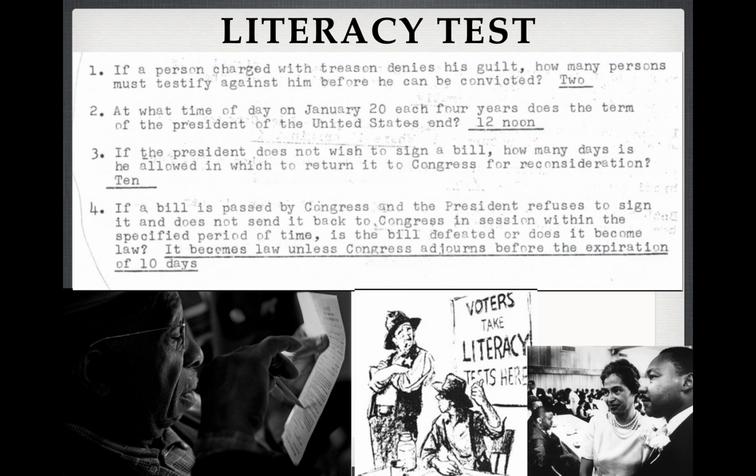If a president does not wish to sign a bill, how many days is he allowed Congress to reconsider? 10 days. He has 10 days or it dies in what's called a pocket veto. Now, that's interesting, but I don't know if that's necessary for you to know to actually vote for president or congressmen or women or your state representatives. And this is a really interesting one. If a bill is passed by Congress and the president refuses to sign it and does not send it back to Congress in a session within the specific period of time, is the bill defeated or does it become law? It becomes law unless Congress adjourns before the expiration of 10 days.